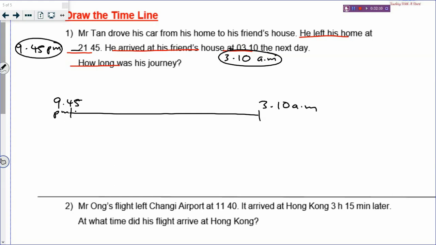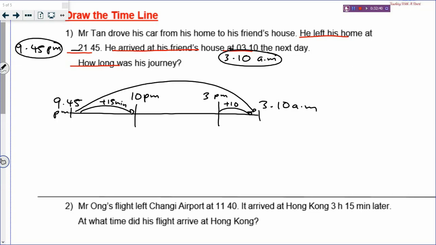So what's the duration? From here to there, how long was the journey? You do the same thing as what you did earlier on. You can jump, you can get the nearest hour. What's the nearest hour? It's 10 PM, and you make one small jump. That will be 15 minutes to get 10 PM. Then over here, you can also get your nearest hour, which is 3 AM, and that will be 10 minutes later. And then from 10 PM to 3 AM, how many hours? That will be 5 hours.